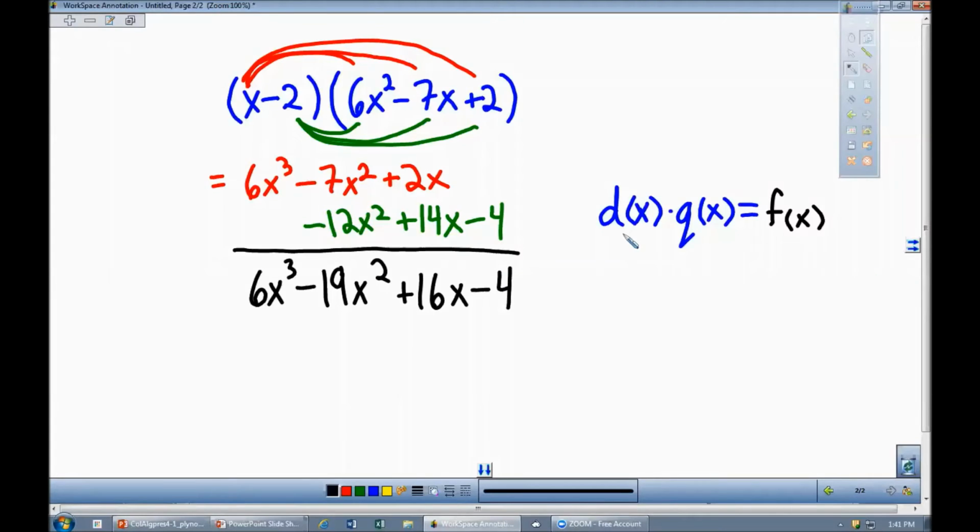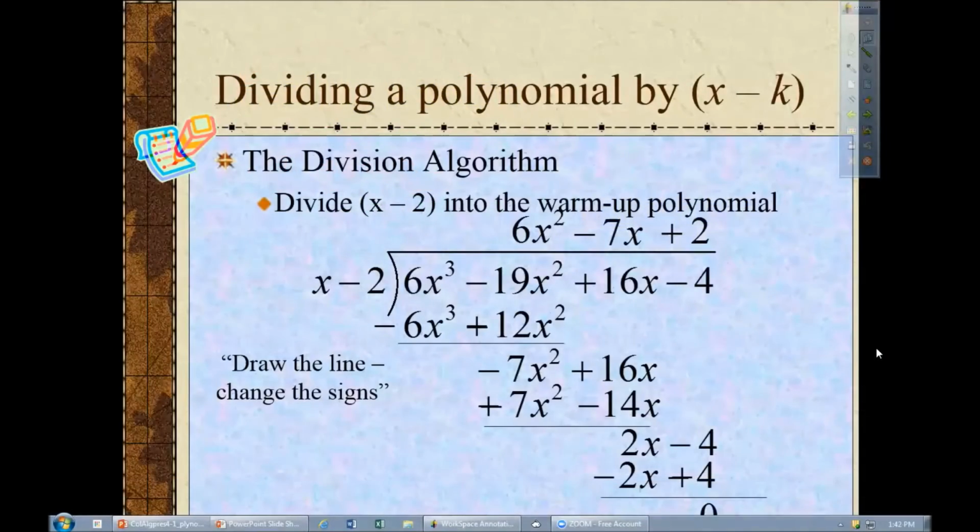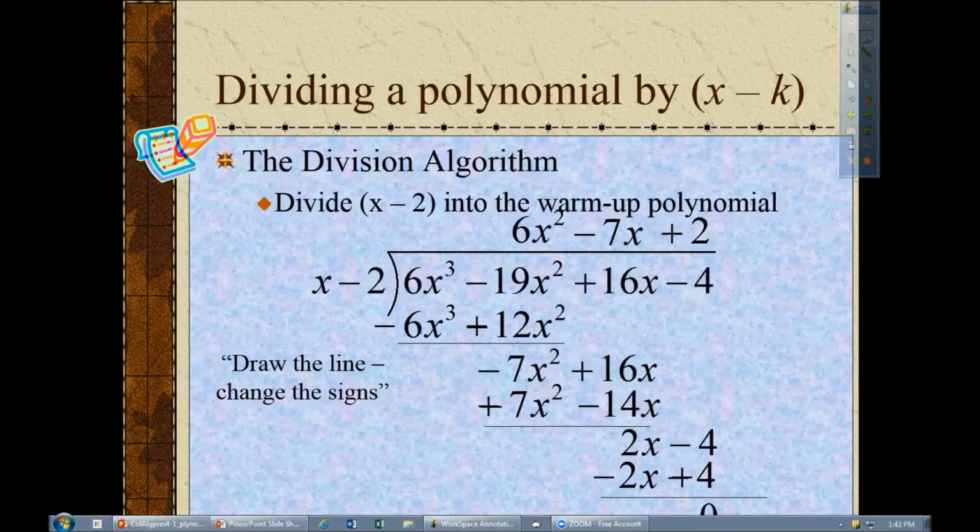Here's a quick illustration of what I mean. When I multiply the divisor polynomial times the quotient polynomial, I do get back to the original polynomial that I was dividing, 6x cubed minus 19x squared plus 16x minus 4. Now, this may seem like kind of a chore, sort of difficult to do, keep track of. We're having to write powers of x, keep all of our powers of x lined up, and it seems like it might be a little difficult.